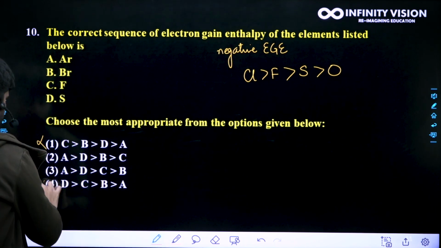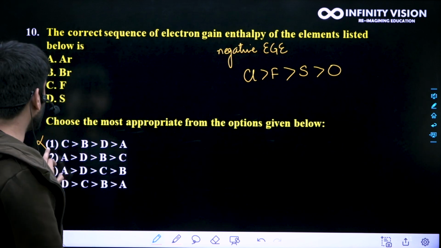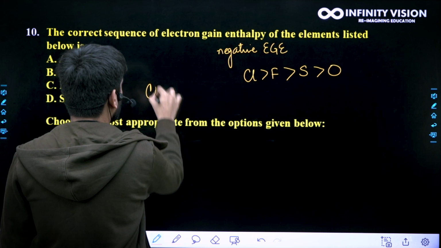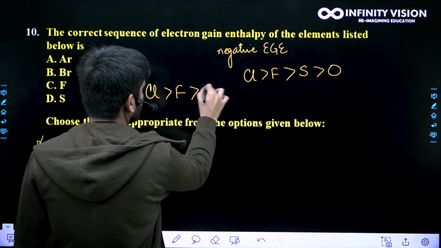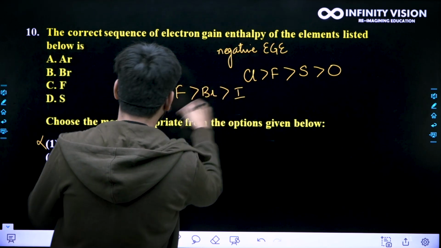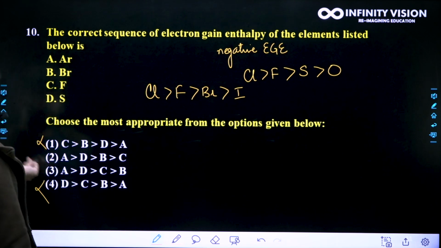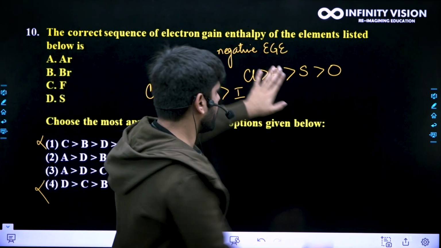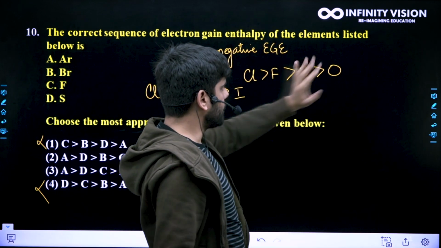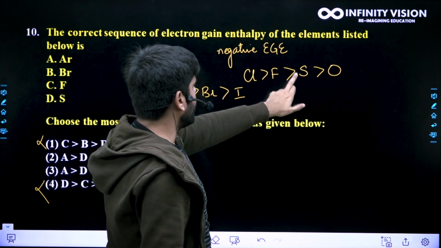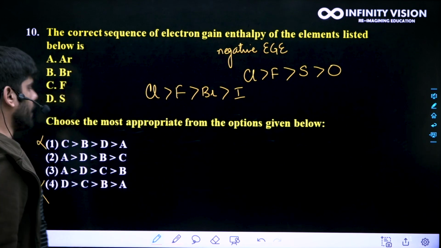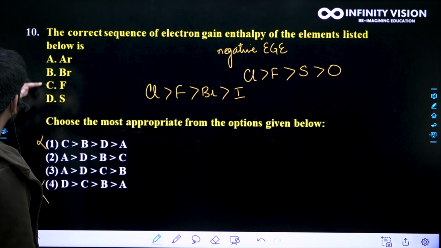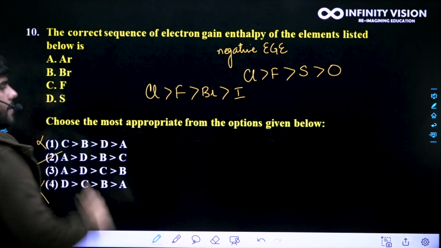So 1 and 4 are eliminated. Now A would definitely go, and we also know that it is chlorine followed by fluorine, then there is bromine, and then iodine. So if we go by that also, it will be A, then it will be sulfur, because after the halogens there is sulfur, and then it would be bromine, and then fluorine, right? So it would be A, then D, then B, and then C. So second is the right answer.